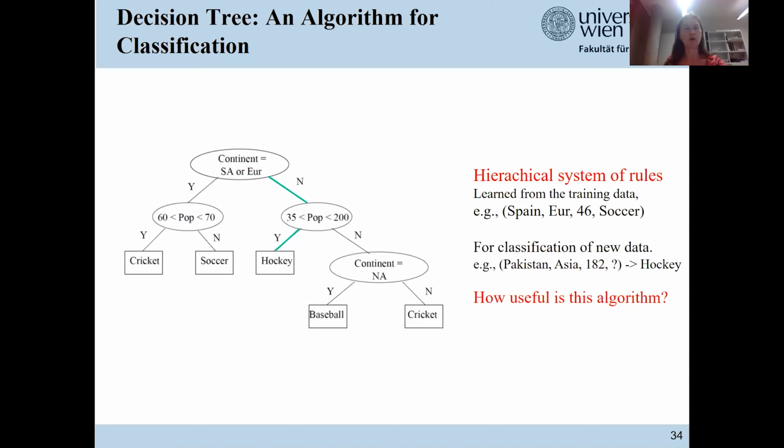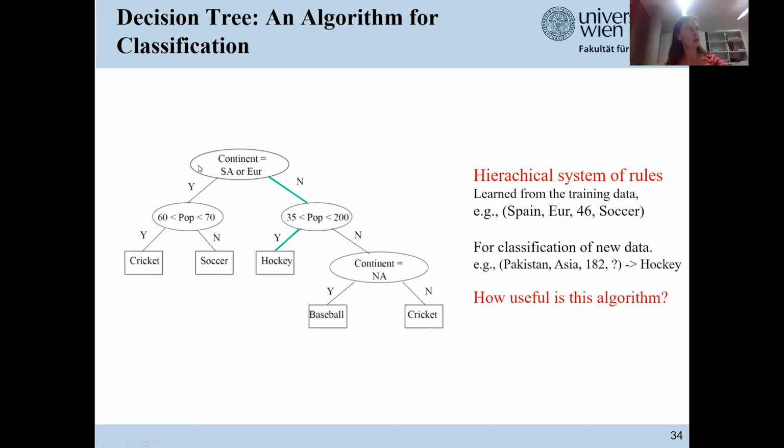It is an algorithm for classification. Indeed, it is a hierarchical system of rules that is learned from the training data. For instance, one data point of the training data is Spain, Europe, 46 million, and soccer. And it serves for classification of new data. And how can we classify a new data item? For instance, Pakistan, Asia, 182 million population. We insert this new object into the root.